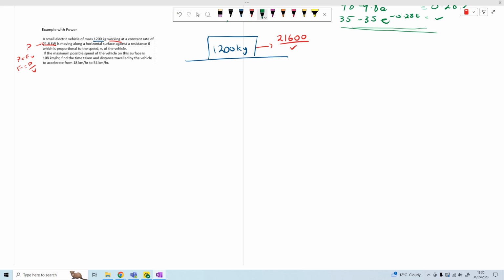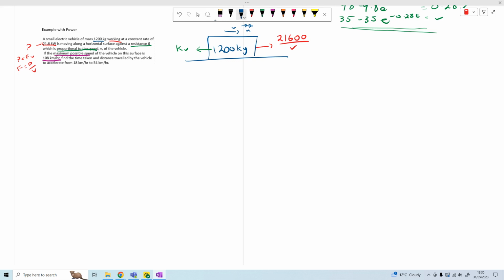Let's move along. It's got a resistance R, which is proportional to the speed. So remember we talked about in the last video, if it's proportional, straight away, let's just put KV. And then we can go from there on the rest of it. So it's moving to the right with speed V, and it's got an acceleration to the right, A. The maximum speed of it is 108 kilometers an hour, so again, at maximum speed, A must be 0. And then we've got our actual question.